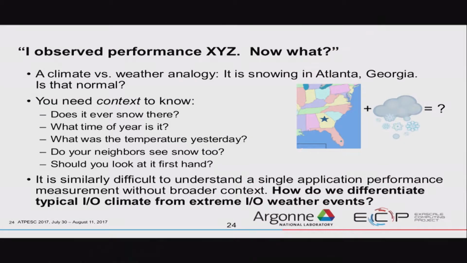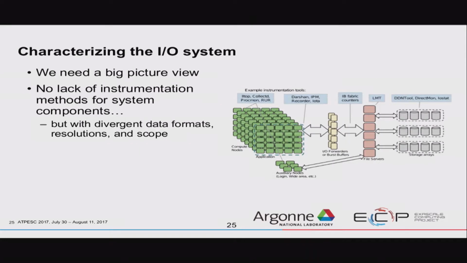And similarly in I/O, if you run a job one time and you get one performance, how do you know that was normal? How do you know that was within the expected range, or did you have something really severe happen? So to do that, we have to get data from a lot more places than just Darshan to get kind of a big picture view.